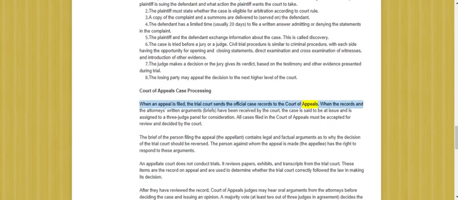Appeal. Don't they have the thing where they can't hear a trial twice? So I guess that's why they have the appeal.